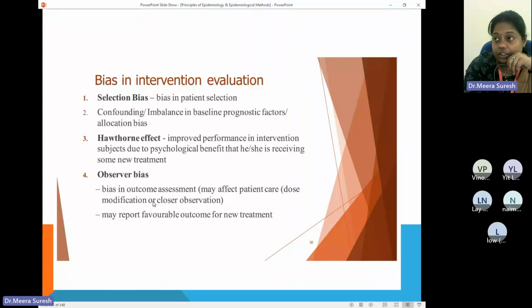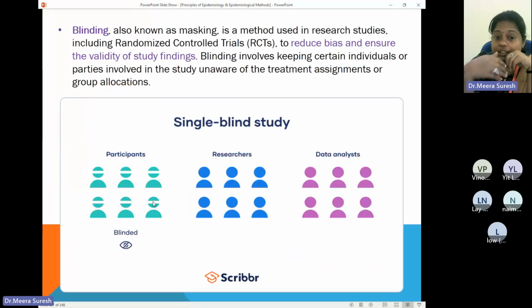So how to reduce it? The next best method to reduce it is blinding. The one method to reduce bias and confounding was the randomization that was happening in RCT. And the second method to reduce this bias is blinding. And blinding, you know what that is? It is masking.